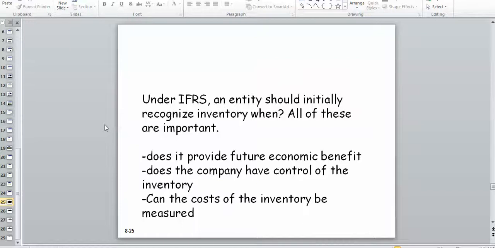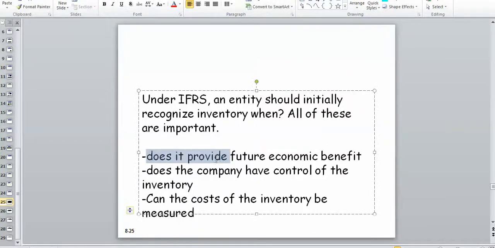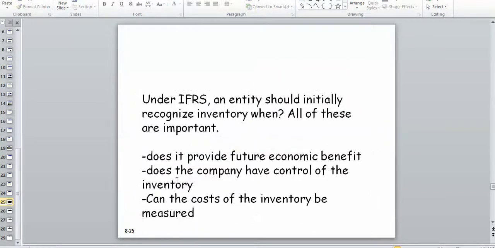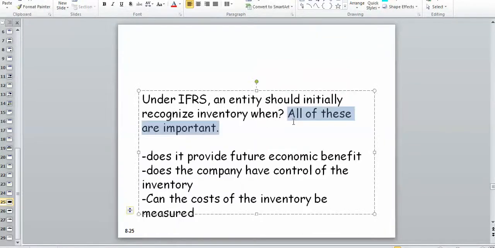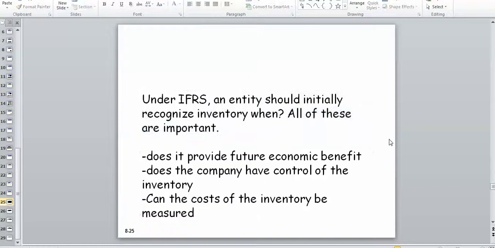So there are some questions that IFRS asks, and you have to find them in the textbook. But here's the first question that they ask us: under IFRS, an entity should initially recognize inventory when all of these are important. When, right? So when it provides future economic benefit, does the company have control of the inventory? Can the cost of inventory be measured? Well, all of those are important under IFRS.